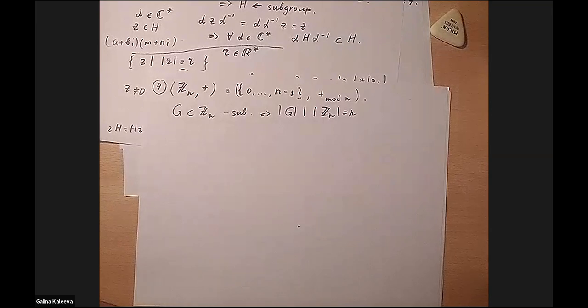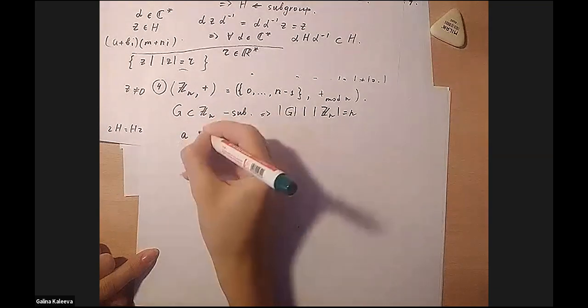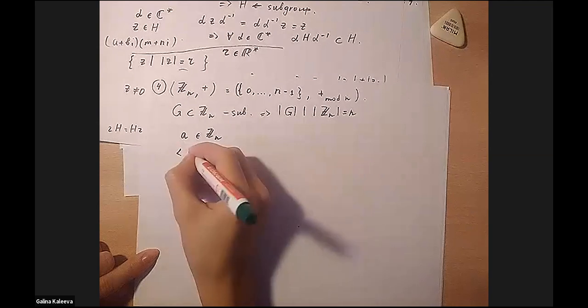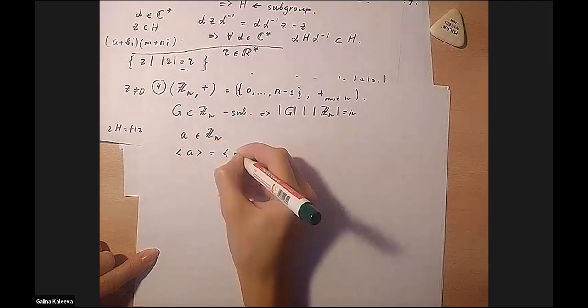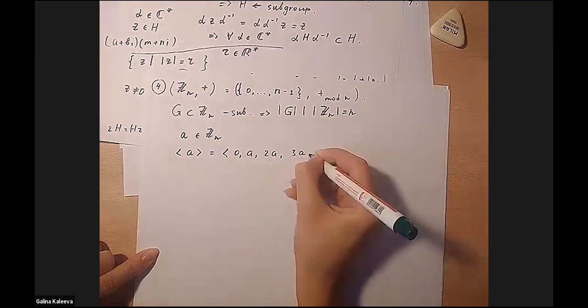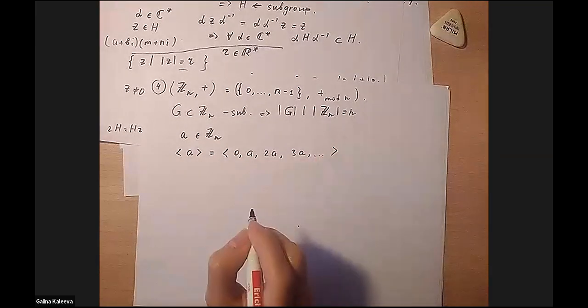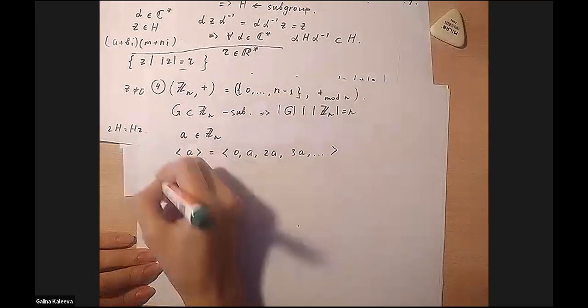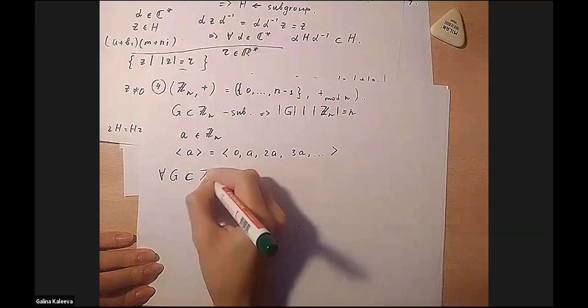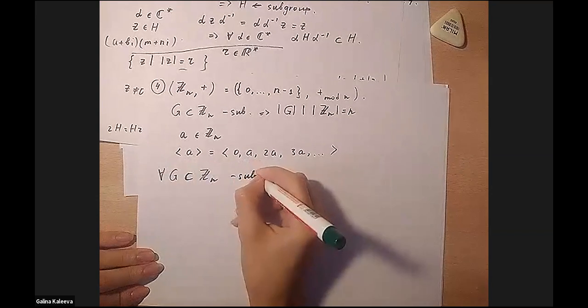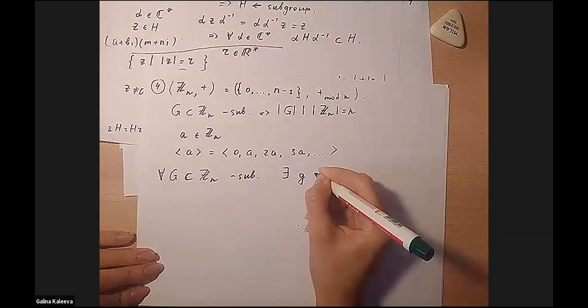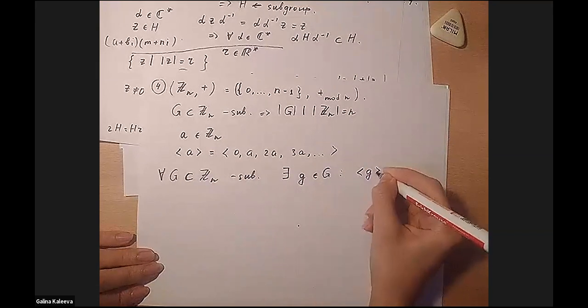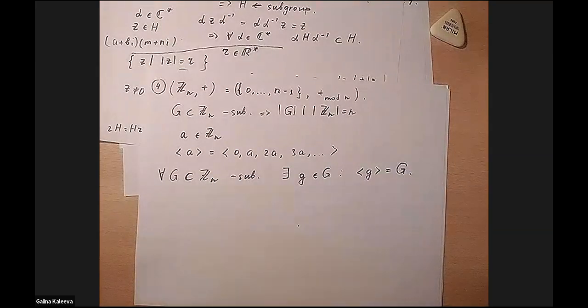Then how can we describe the subgroups? If we take some element, say A, from our group and take the subgroup generated by A, which consists of 0, A, 2A, 3A, etc. The number is finite. Yeah, this is a subgroup. And my claim is, for every G which is a subgroup of our cyclic group of order n, there exists such an element G that this element generates our group. So having one element, we can generate a subgroup, but my claim is that if I have a subgroup, I can generate it by only one element of this subgroup.